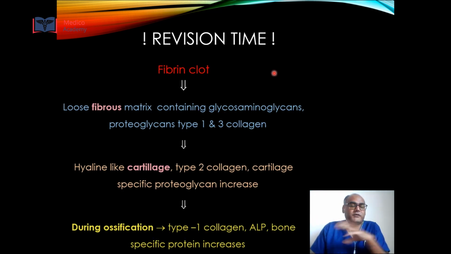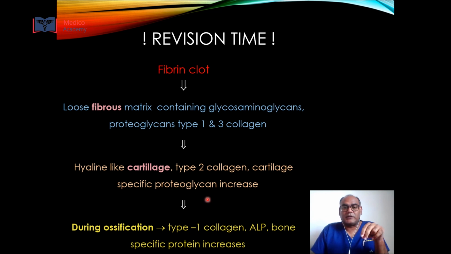Now it's the revision time. We have discussed till now 4 sub-stages of the 2 main stages. The first was the formation of fibrin clot, which led to formation of loose fibrous tissue, and what we call that? We called it the soft callus. Then this soft callus matured into hyaline cartilage. Initially there was only fibrous tissue, then there was cartilage tissue and cartilage present along with type 2 collagen. Both of these comprised the soft callus stage.